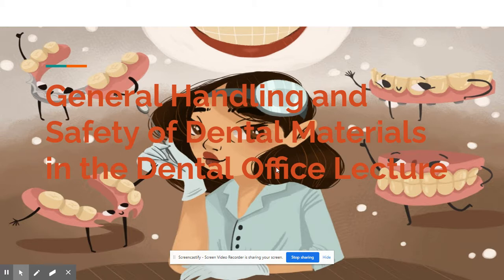Dental personnel can suffer from allergic responses, infectious diseases, and respiratory problems as a result of prolonged exposure to bioaerosols and chemical irritants. Chemical safety in the dental office.